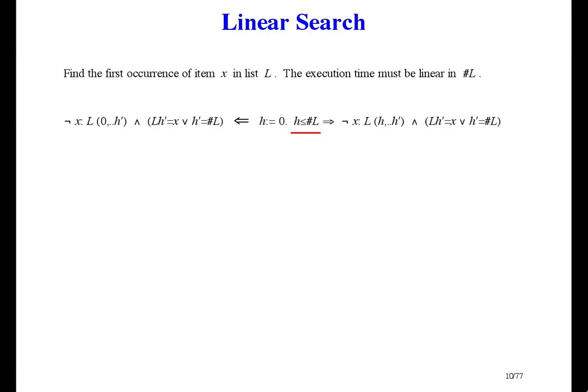And the problem looks very much like the original problem, but we just have to search from H onwards, not from 0 onwards. The proof of this refinement uses the substitution law, replacing H with 0. The antecedent is 0 less than or equal to the length of the list, which is true for any list, and the right side becomes the same as the left side.